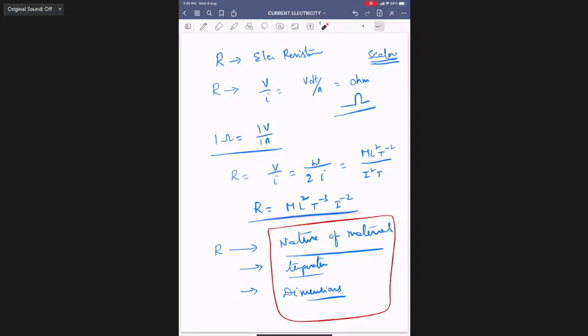Dimensional formula, this one. On what factors does it depend? Nature of the material, temperature and dimensions, meaning the length, the area of cross section, the volume like this. Got it?